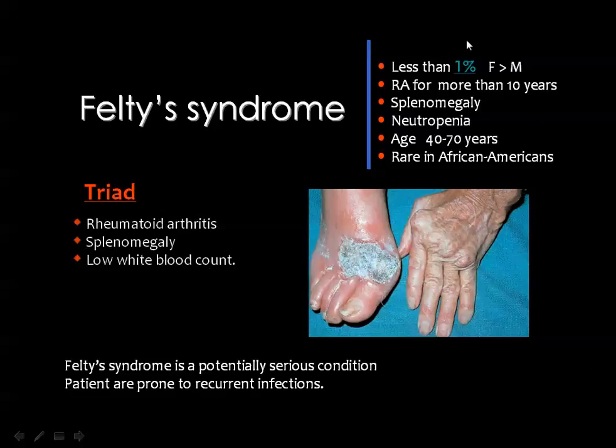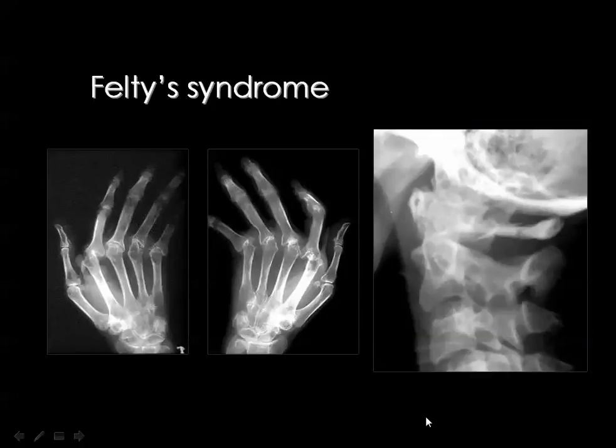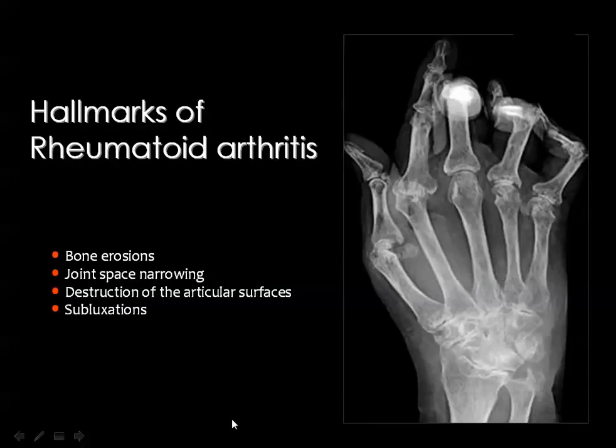This is present in less than 1% of the population, and frequently seen in patients with rheumatoid arthritis of more than 10 years duration, and this is the age incidence. Then in the x-rays you will see the changes of rheumatoid arthritis. In order to diagnose Felty syndrome, you should know that the spleen in this patient is enlarged, and also the white blood count is significantly decreased.